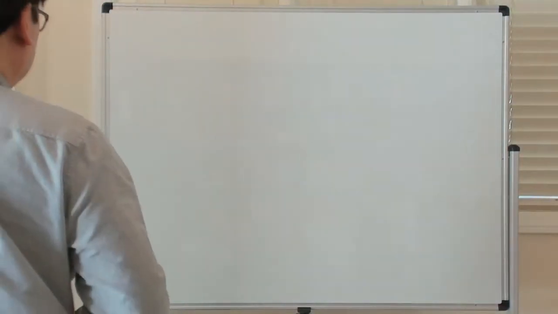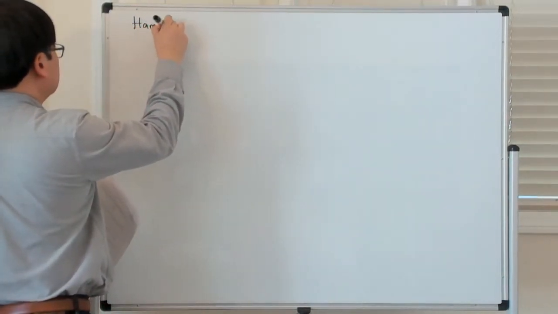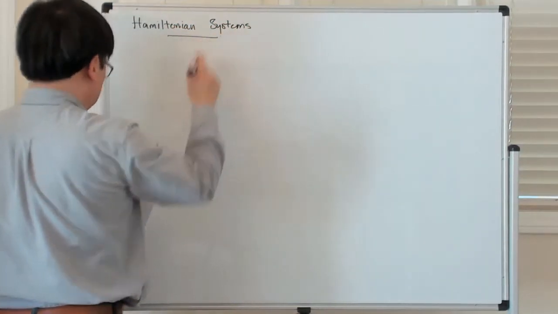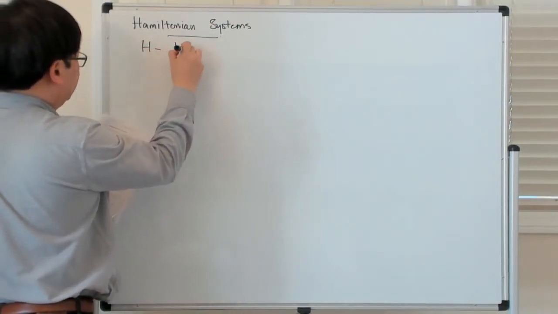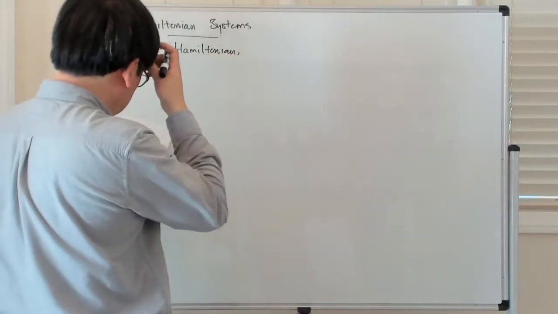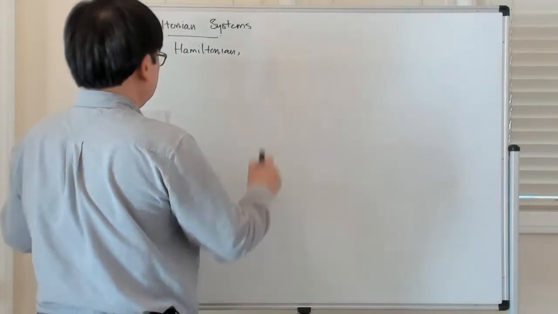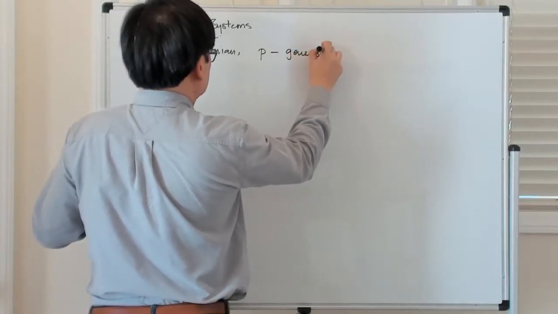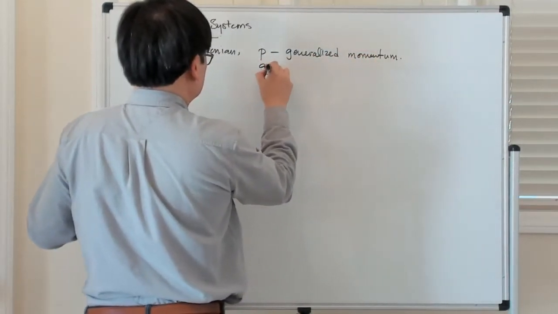All right, so now I'm going to talk about Hamiltonian systems. Let's say we have H, which is a Hamiltonian. Usually the Hamiltonian depends on P and Q, where P is some sort of generalized momentum, and Q is a generalized position.